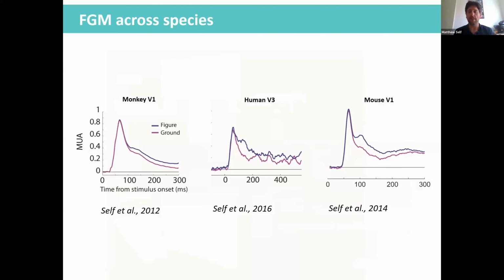Now, figure-ground is a nice paradigm because it can be carried out in lots of different species in pretty much exactly the same way. So we've shown these figure-ground modulatory signals in mouse V1, in monkey V1, in human V3 as well. So I'm a little bit obsessed with it. But this was a case where we had an epileptic patient who had electrodes implanted in the visual cortex as part of her treatment. We were able to measure spiking activity in that area. And we see very, very similar figure-ground profiles in all three species. So it's a nice paradigm to compare across different species.